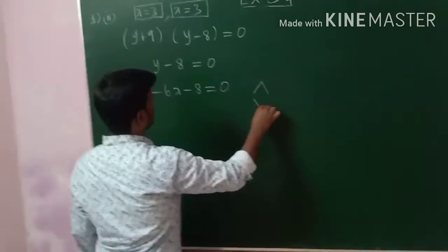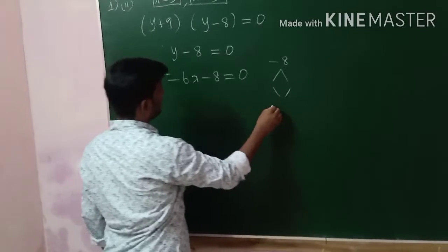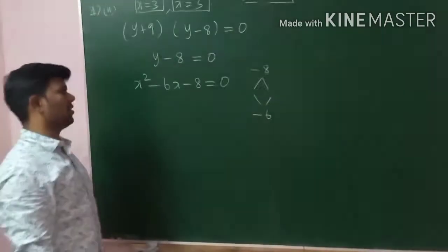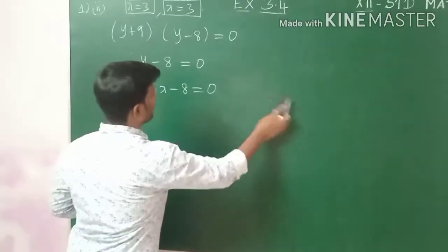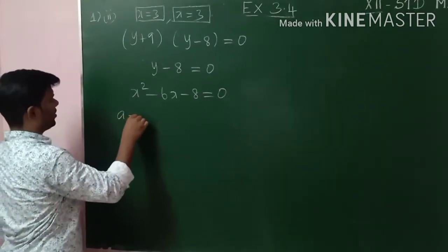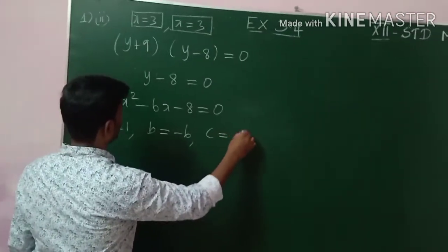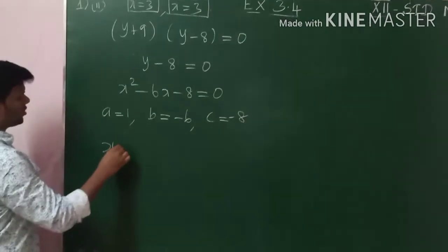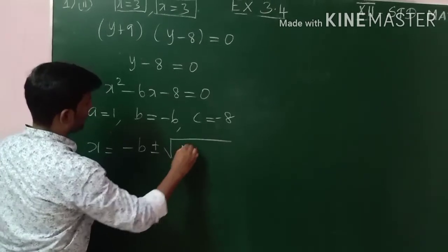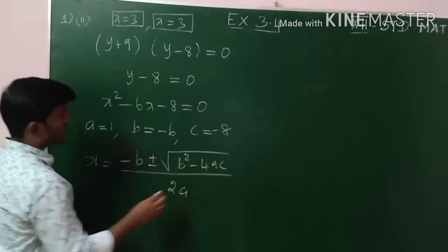So factorize this. Take the coefficient of x square, multiply with the constant term. So minus 8 and minus 6. The product is minus 8 and the sum is minus 6. So we don't have any possibilities. We can use the quadratic formula. What is the quadratic formula? Coefficient of x square a is 1, coefficient of x b is minus 6, and constant term c is what? Minus 8. What is the quadratic formula? x is equal to minus b plus or minus square root of b square minus 4ac, whole divided by 2a.